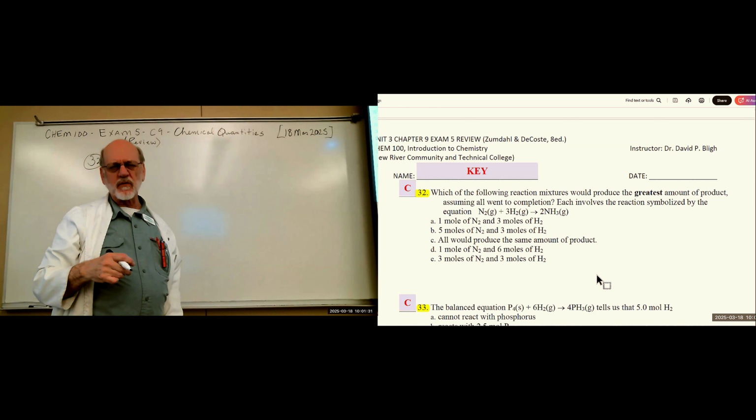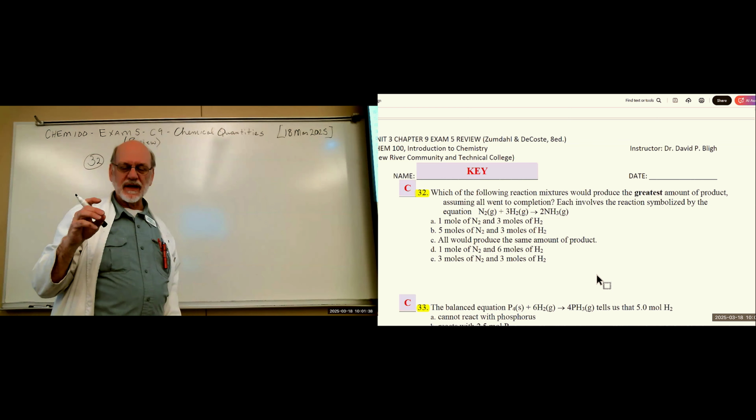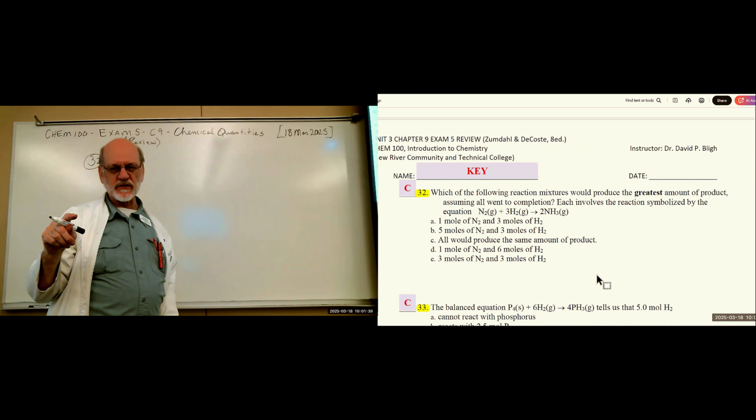Which of the following reaction mixtures would produce the greatest amount of product? Assuming all went to completion, each involves the reaction symbolized by this equation. All right, so we'll get the Haber-Bosch equation again. N2 plus 3H2 yields 2NH3. And they're all gases.